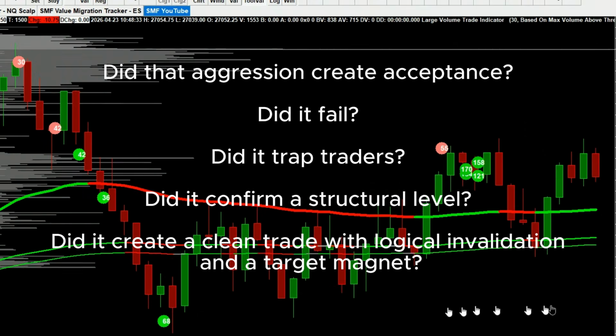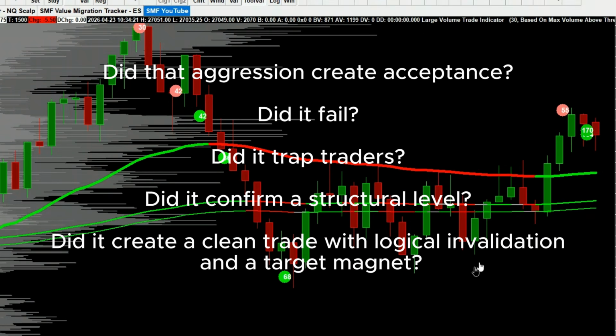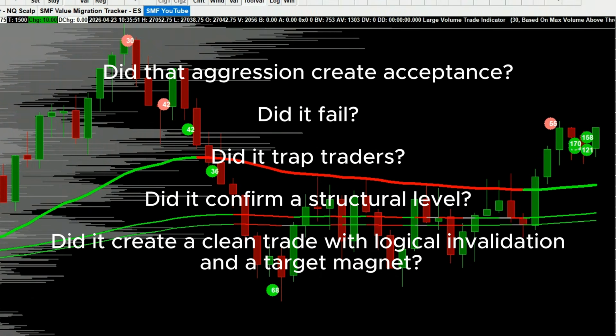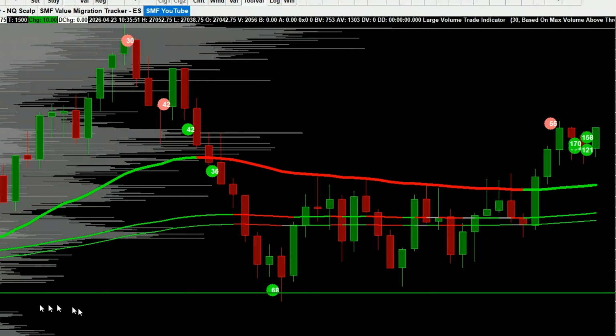Did it trap traders? Did it confirm a structural level? Did it create a clean trade with logical invalidation and a target magnet? That is the difference between using order flow professionally and reacting to noise. The indicator shows where participation is actually occurring. The auction tells you whether the participation matters.